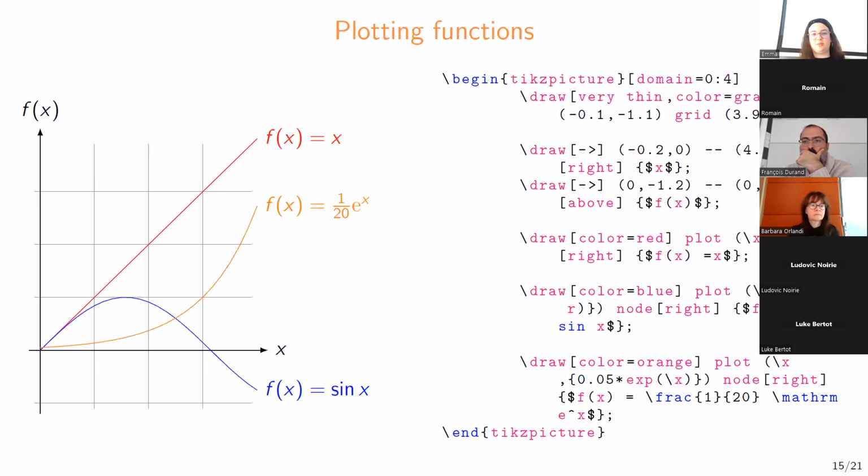Okay, and then I have the time to plot functions. So here is an example of plotting functions, here with the grid with different colors. So let's analyze the code. Here you begin your tikzpicture. I never showed this command actually, but that's the command you use to write your code inside: begin tikzpicture. And here you have an argument, which is the domain, so 0 to 4 here.